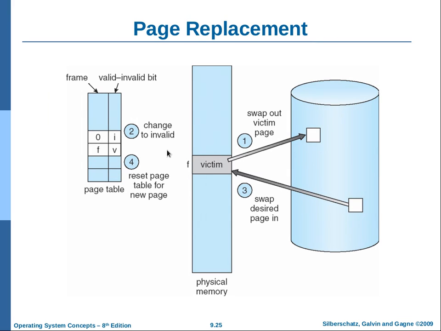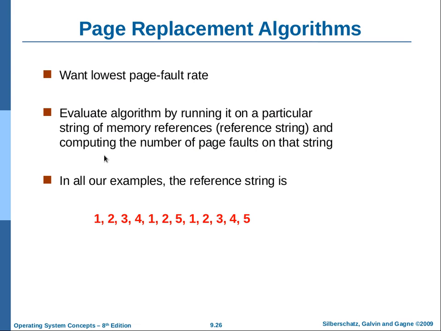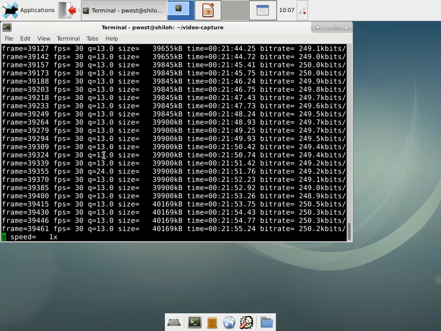Here's another picture of the victim. We select this one as the victim and swap it out to disk. Change it to invalid in whatever page table was using it, because now it's invalid and you can't use it. Then you swap in the desired page, and reset the table with the valid flag turned on so that your process can reference it. Page replacement algorithms. All right, let me pause.